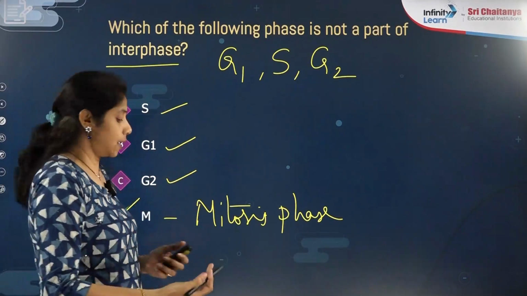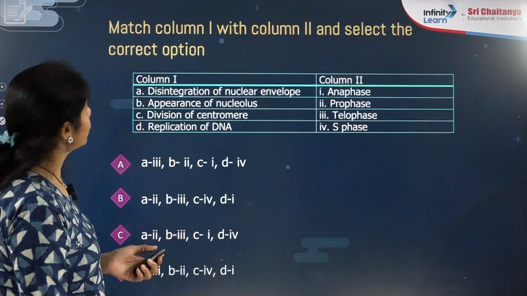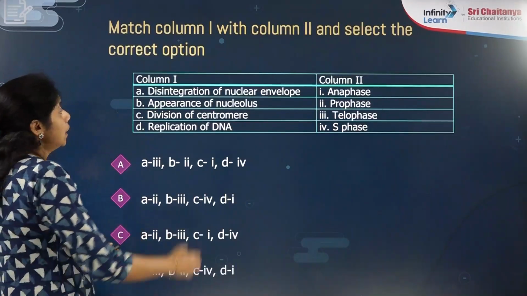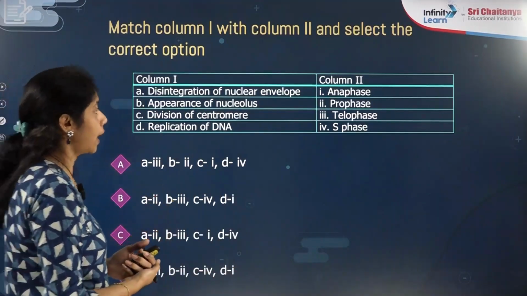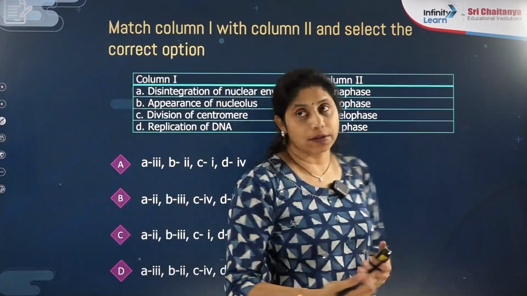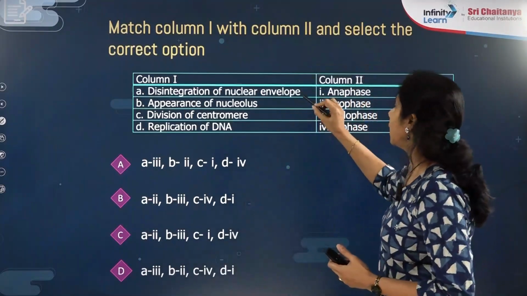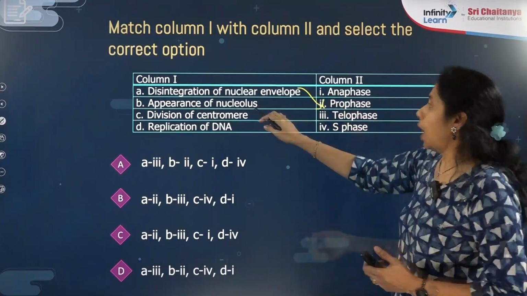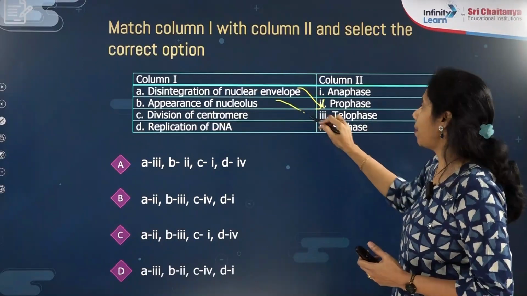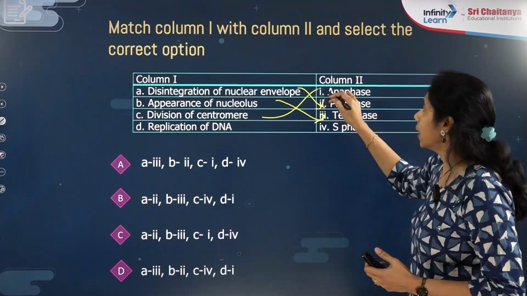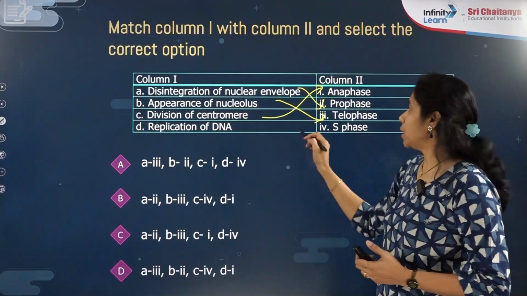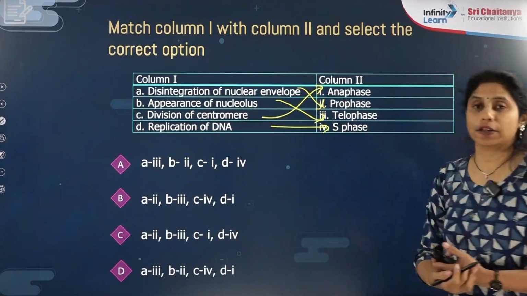But both of them together, interphase and M phase, will become the cell cycle. Match column 1 with column 2 and select the correct option. Column 1, disintegration of the nuclear envelope. It happens in the prophase. Appearance of nucleolus will happen in the telophase. Division of centromere occurs in the anaphase. Replication of DNA occurs in the S phase.